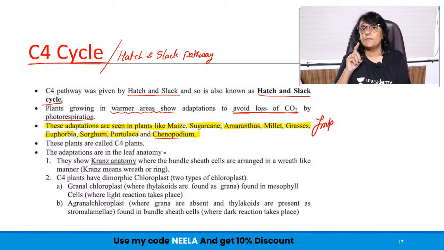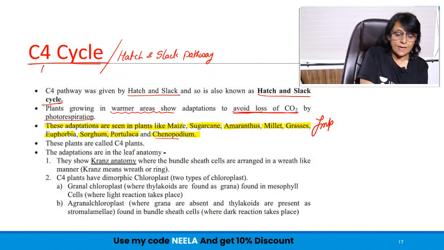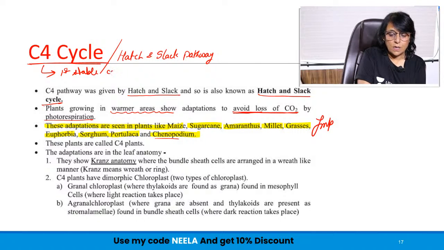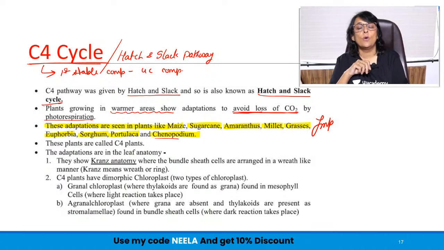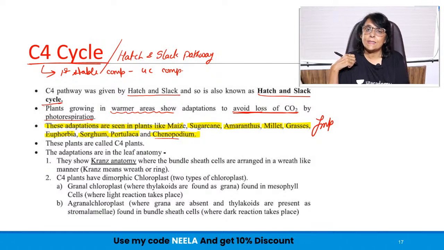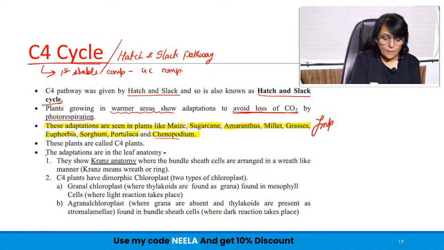And because the first stable compound formed in this pathway is a 4-carbon compound, that is why C4 cycle. So the first stable compound is a 4-carbon compound, and so the cycle is called C4 cycle. Named after the scientists, we can call it Hatch-Slack cycle or Hatch-Slack pathway, and because the first stable compound is a C4 compound, we can simply call it C4 cycle. And these examples are important. What are the adaptations which are seen?